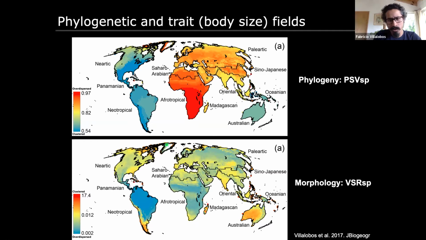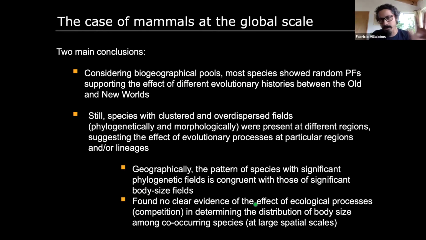And what we can extract from that, and we use some new models, and I invite you to read the paper if you're interested, is that we consider some biogeographical pools, the history of the biogeographical scenario, and we show that most species are random in terms of the phylogenetic fields, but that actually tells us something about the different evolutionary histories between the Old World and the New World.